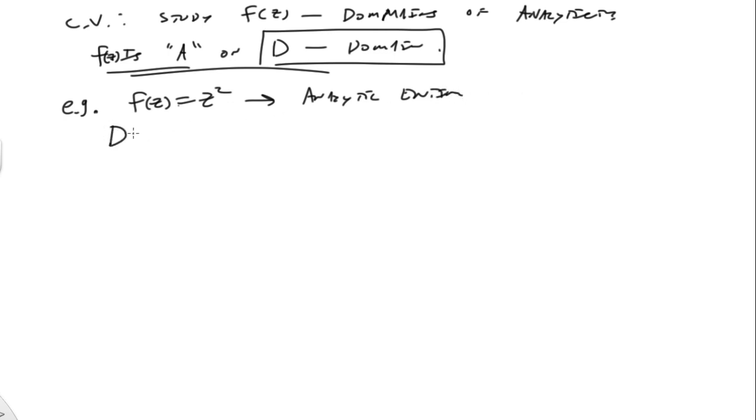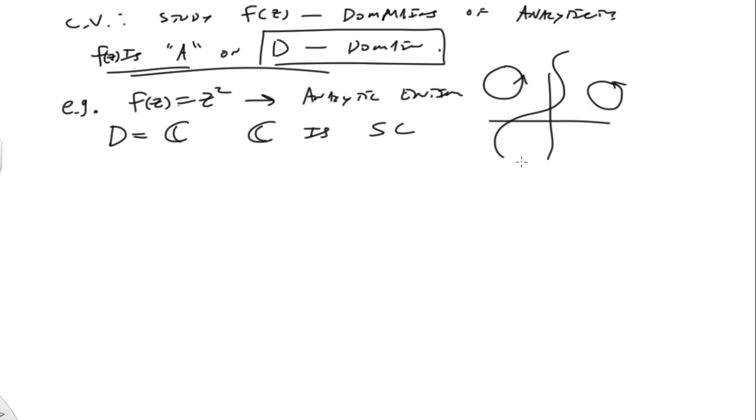So what we say is D is equal to the entire complex plane. And of course, D is simply connected. I can take the whole plane. No matter what contour I put anywhere, it's going to enclose points in the complex plane. So that's trivially true.